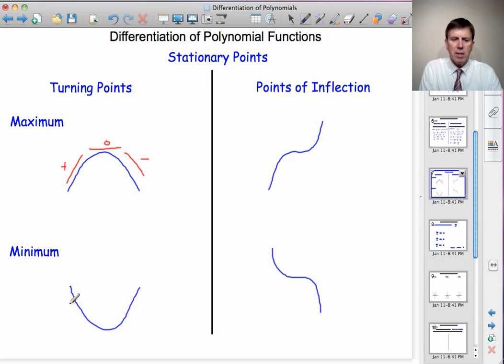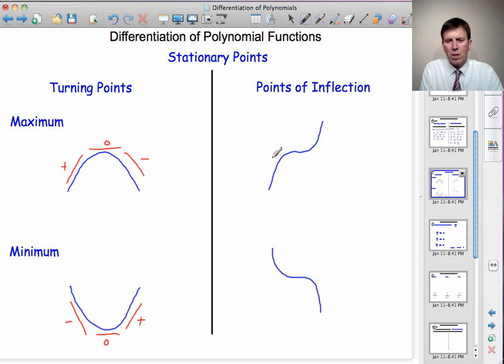On the other hand, a minimum, just before the turning point, the gradient is negative. At the turning point, it is 0. And after the turning point, it's positive. And again, we can see how the minimum fits in between those three lines. So if we test just before the turning point, or the stationary point, and we get a negative gradient, and we test just after we get a positive, then we have a minimum.